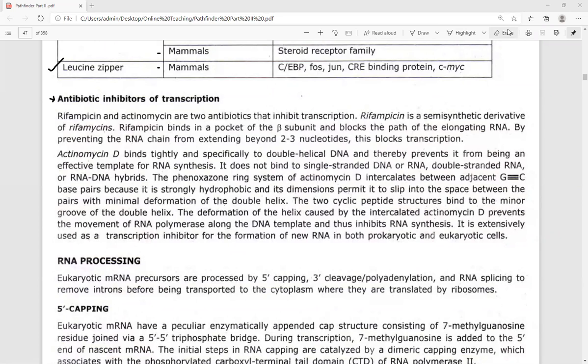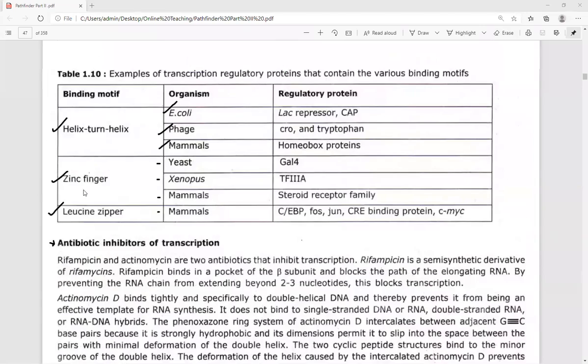How does RNA processing take place? What is RNA processing and in what manner does RNA processing take place in a cell? In my previous lecture, we have already finished motifs.